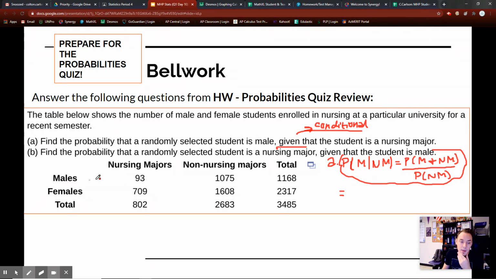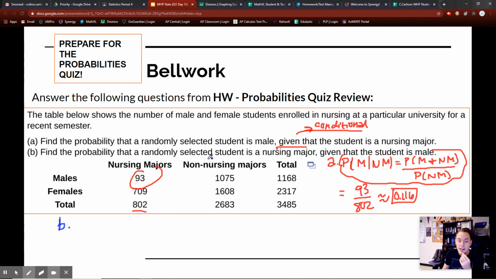Let's look at it. Male nursing major, it's 93. So it's 93 all over the overlap, which is just nursing majors. So how many nursing majors total? It's 802. And this simplifies down when I plug it into my calculator. It simplifies down to 0.116. Awesome. That is my calculation. Sweet. All right, now let's go to B.